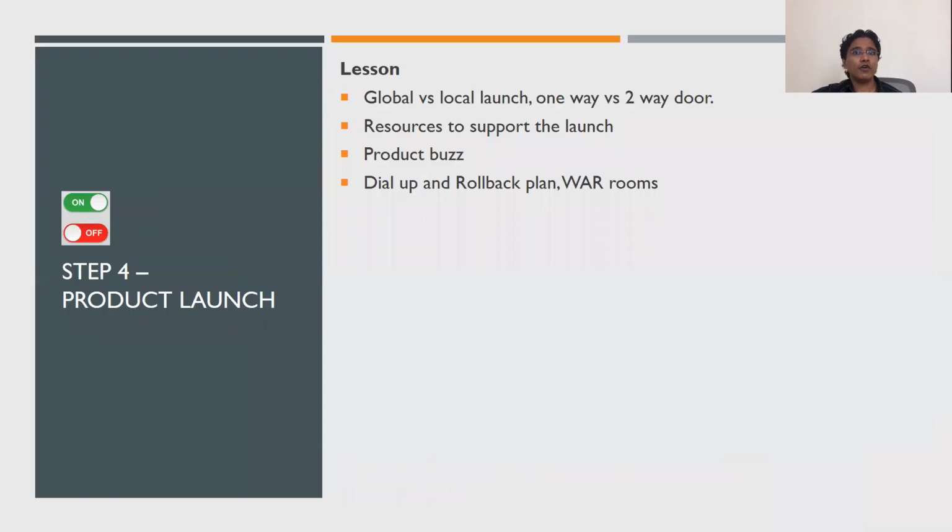All right, step four. Only two steps are left, step four and five. Here we are going to talk about how you will launch the product. You can either go with the approach of launching across various countries where my customers live, or go with a local launch. And then there could be a concept of whether we are making some decisions as a one-way or two-way door. You might have heard about it. Let's try to understand it with an example.